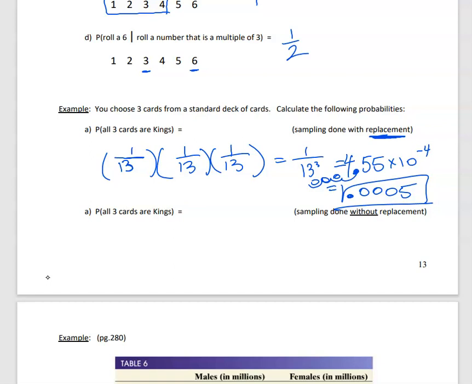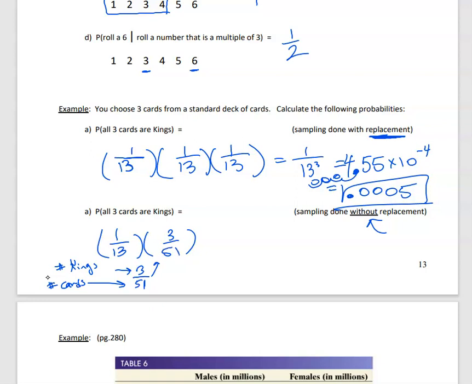Now, what about the probability that all 3 cards are kings that we're drawing out of this deck if we're sampling without replacement? So on the first draw, there's a 1 out of 13 chance to draw a king. And then we're looking for what's the probability to draw a king again, but we don't put this king back, the king that we drew. So now there are 3 kings left out of, we already drew one of the 52 cards, so now there's only 51 cards left. This 3 is the number of kings remaining, and 51 is the number of cards remaining since we already drew one. And so that should be our probability right there, 3 out of 51.